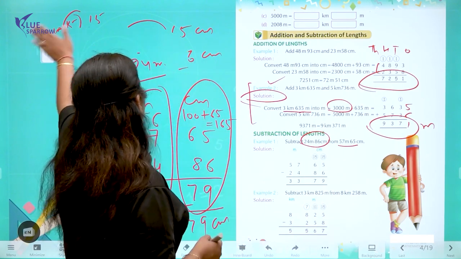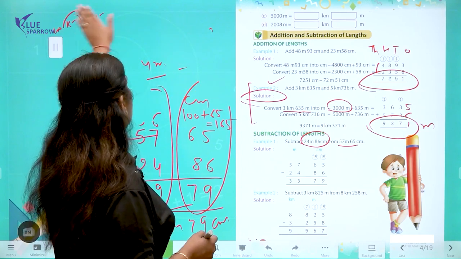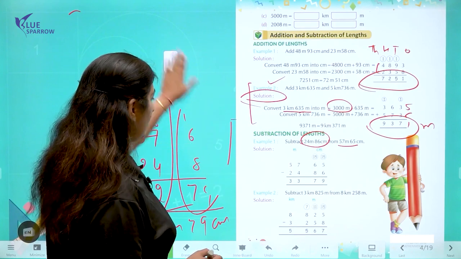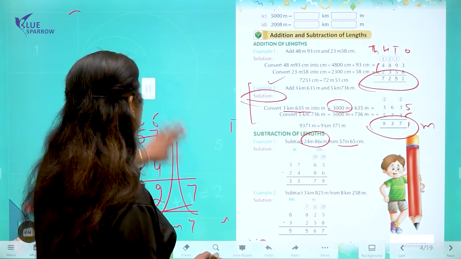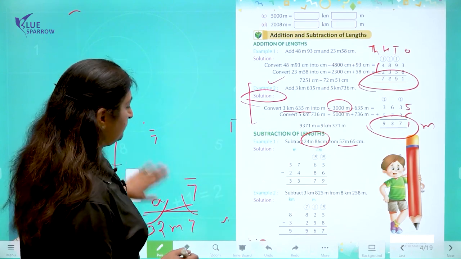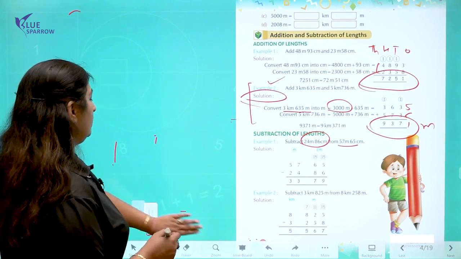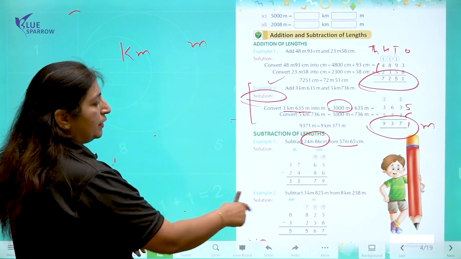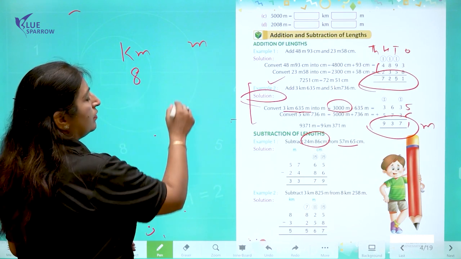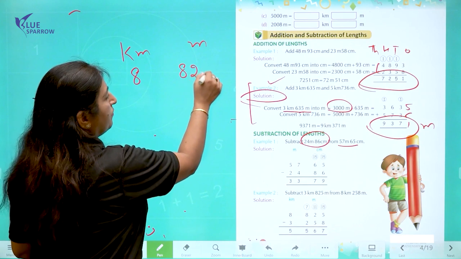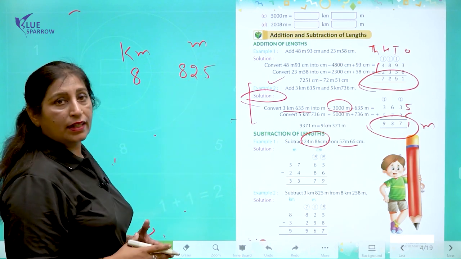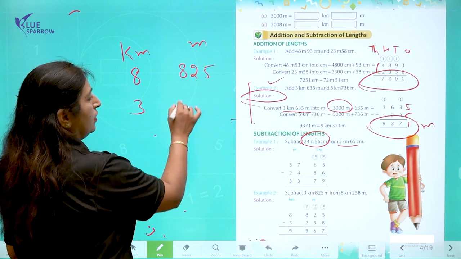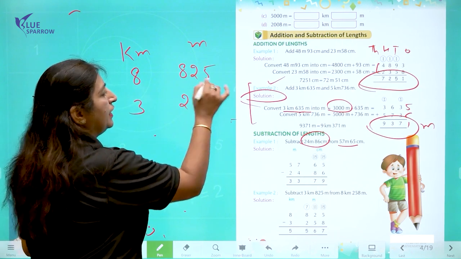Again, we would make the two columns, kilometer and meter. We are asked to solve the subtraction sum where the lengths are given in the form of kilometer and meter. The lengths we would write in proper columns, kilometer and meter. Kilometers are 8 kilometer and meters are 825. And the second length, which we have to subtract from this length, is 3 kilometer 258 meter.